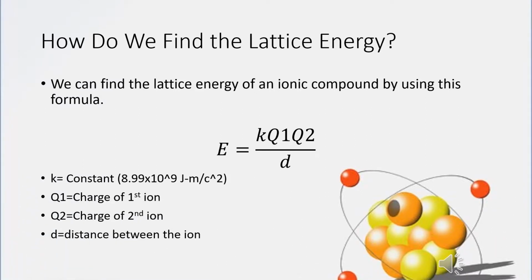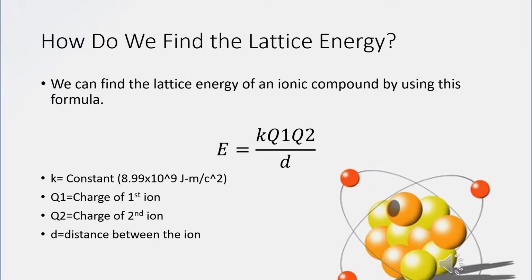When finding the lattice energy, there are actually two ways we can go about finding it. The first one is through a mathematical approach, by using the formula E is equal to K times Q sub 1 times Q sub 2 over D. For the Q's, I have the numbers next to them because I was not able to do subscripts, but just know that it's Q sub 1 and Q sub 2.